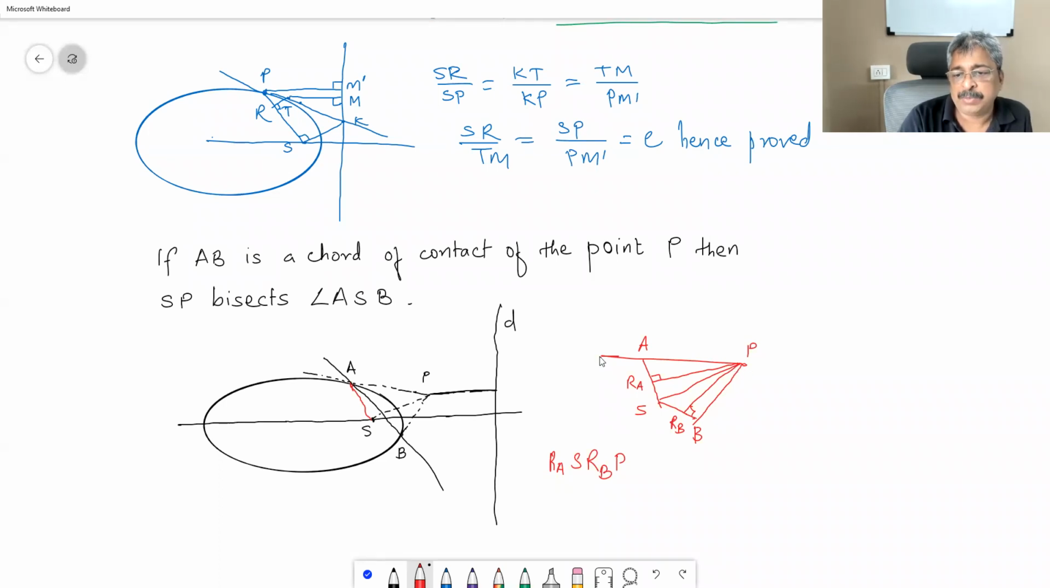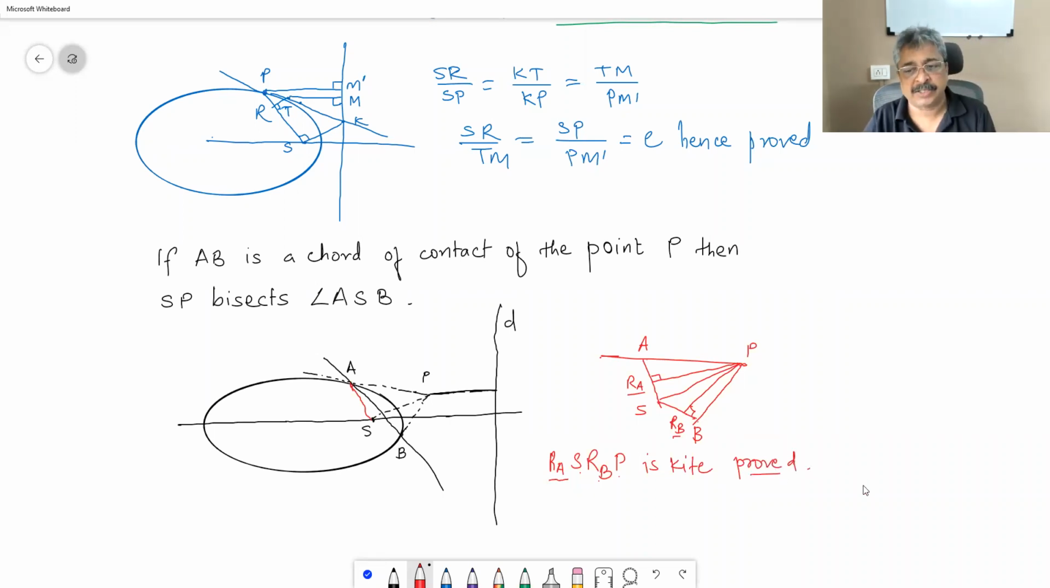Okay, so P is any point on the tangent at A and the tangent at B. You drop perpendiculars from P onto the focal radii SA and SB. Let those feet of the perpendiculars be RA and RB. Then by the previous property, RA, S, RB and P form a kite. Therefore SP bisects the angle between AS and SB. This is in general true.